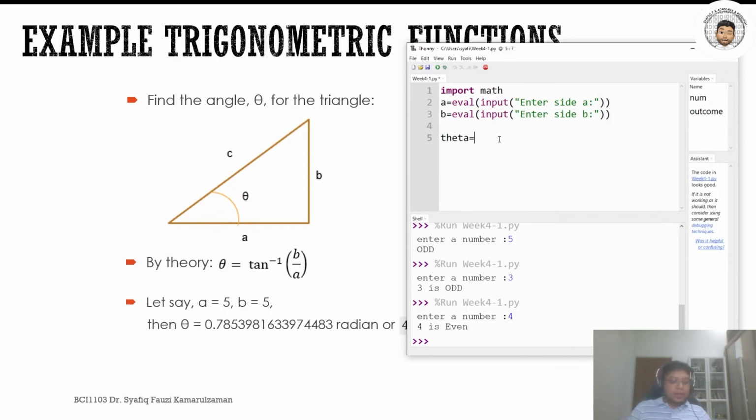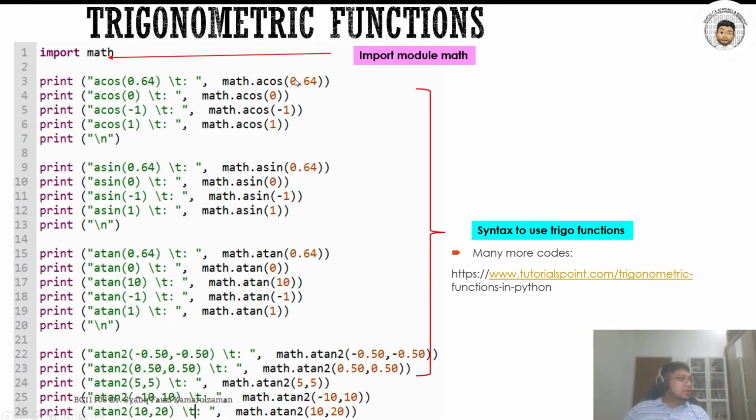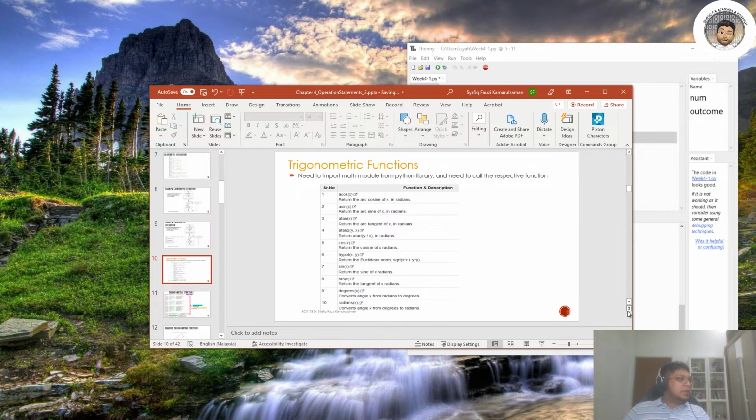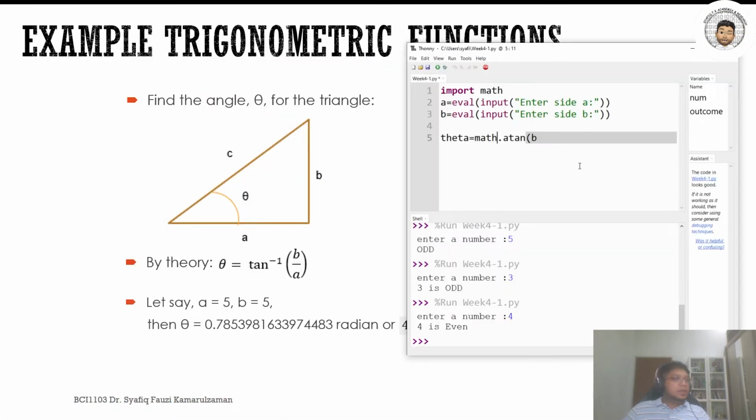So here you have math.atan, B divided by A. No, wait, is it B divided by A? Let me go back. atan, I think it's B divided by A. Am I right? Supposedly I'm right. If I'm wrong, you can correct me. So B divided by A.